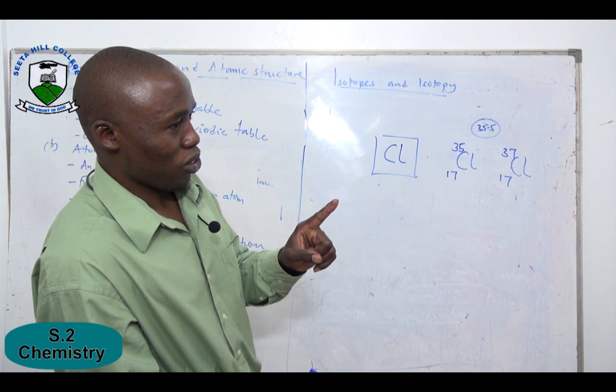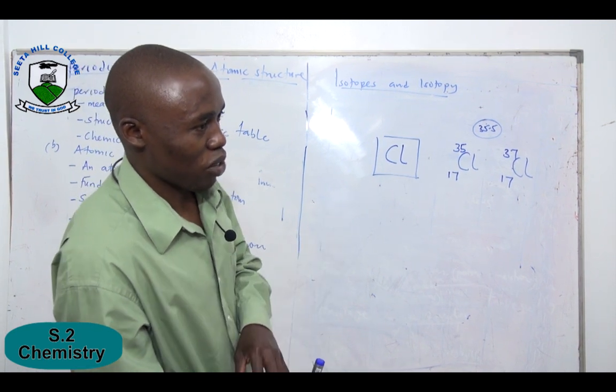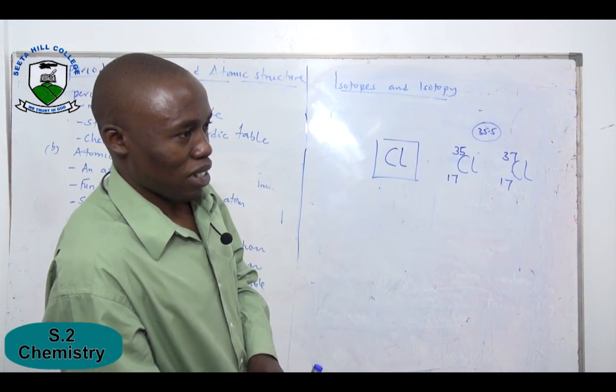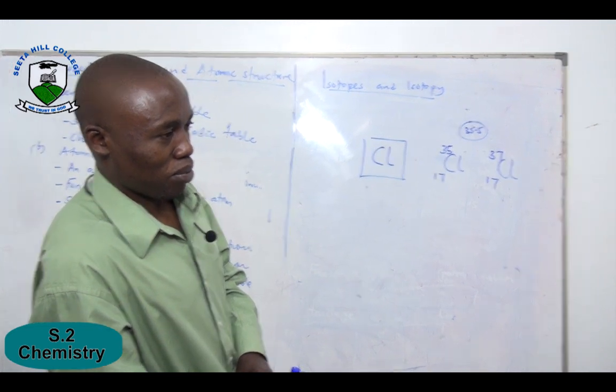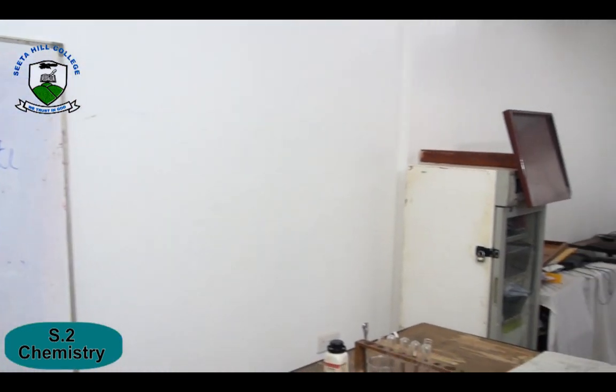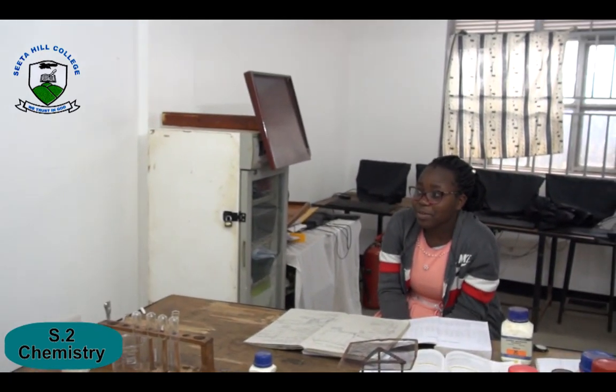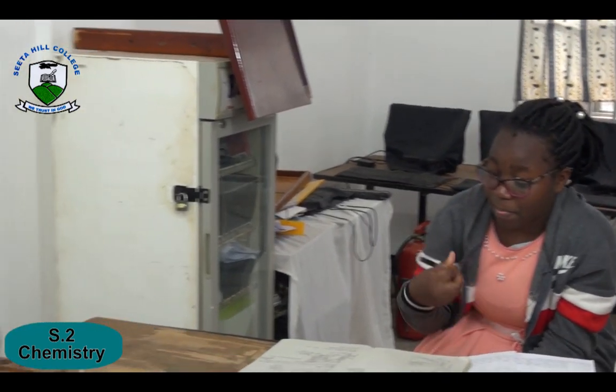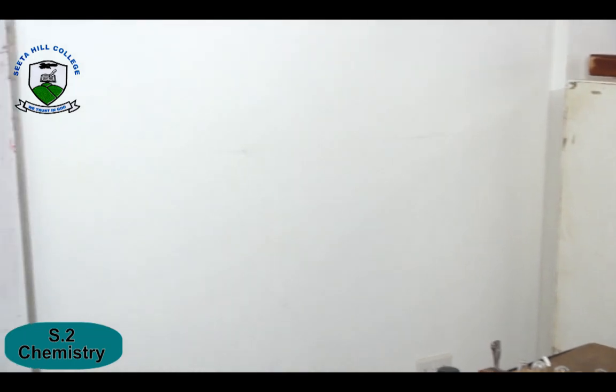Get the definition of isotopes. Chirabo, you're saying something. Isotopes are atoms of the same element having the same atomic number and having different mass numbers caused by the neutrons. Neutron difference, not so? Okay, I think that's correct, not so? Thank you.